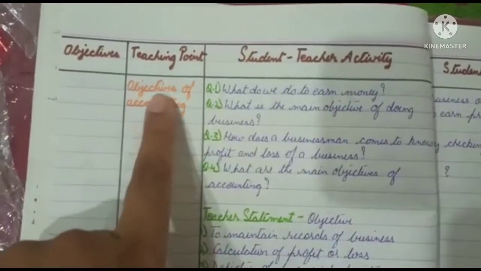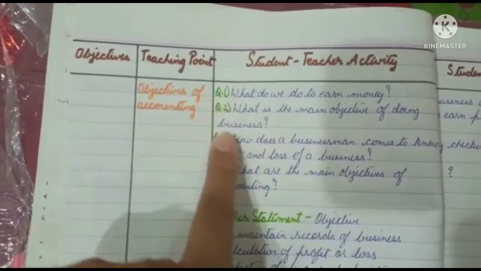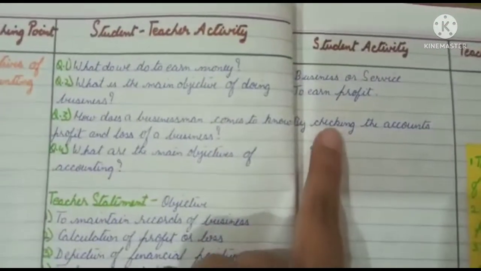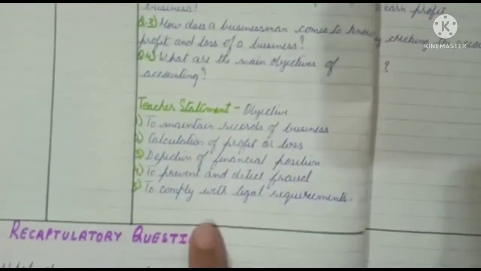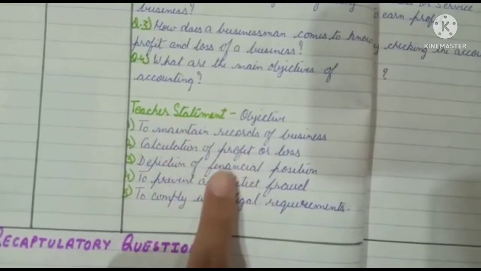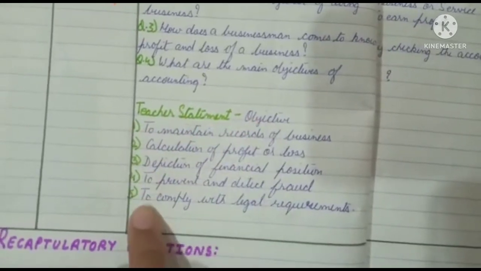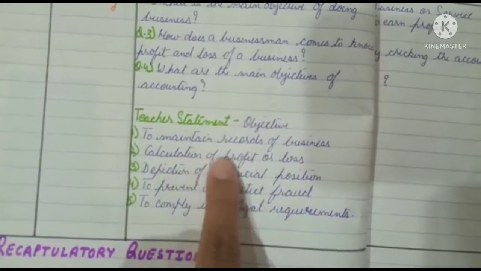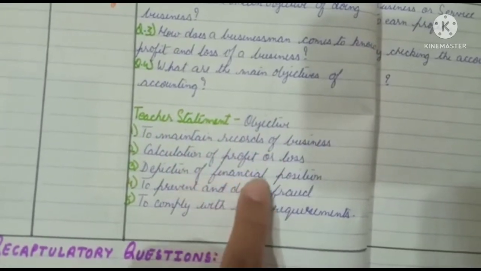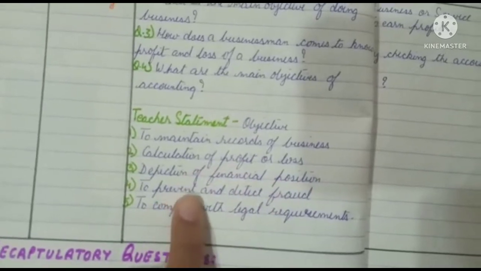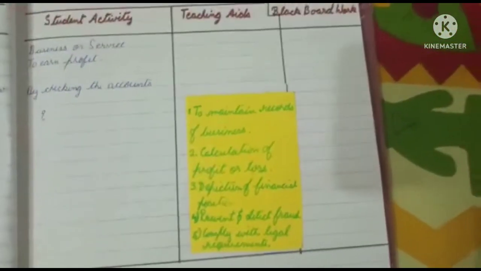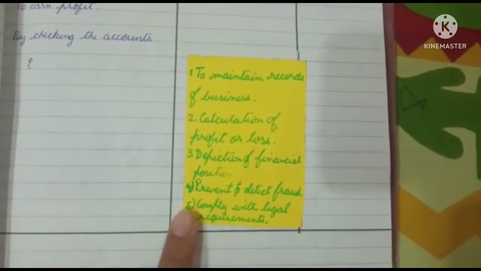The last teaching point is objectives of accounting. Again, we have 4 questions and these are the answers that the students need to give. Then we have the teacher statement. There are 5 objectives: to maintain records of business, calculation of profit or loss, definition of financial position, to prevent and detect fraud, to comply with legal requirements. This is our teaching aid.